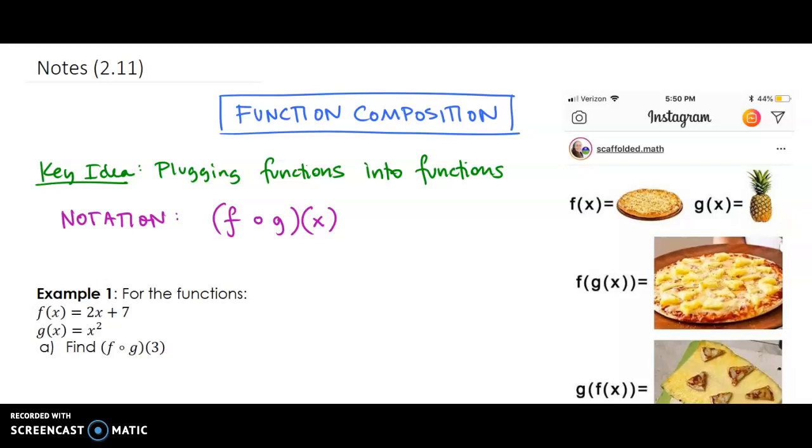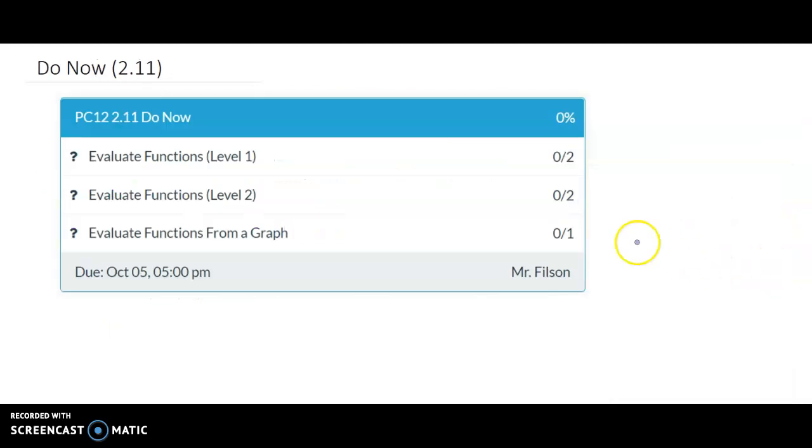What's up, pre-calc? Today we're going to talk about function composition, which we have seen before, so it should be a nice little review. But we're going to go ahead and start for our do now by working on evaluating functions in Delta Math. Before I send you off to do that, let's go ahead and go through two examples together so that you're set up for success on your do now.